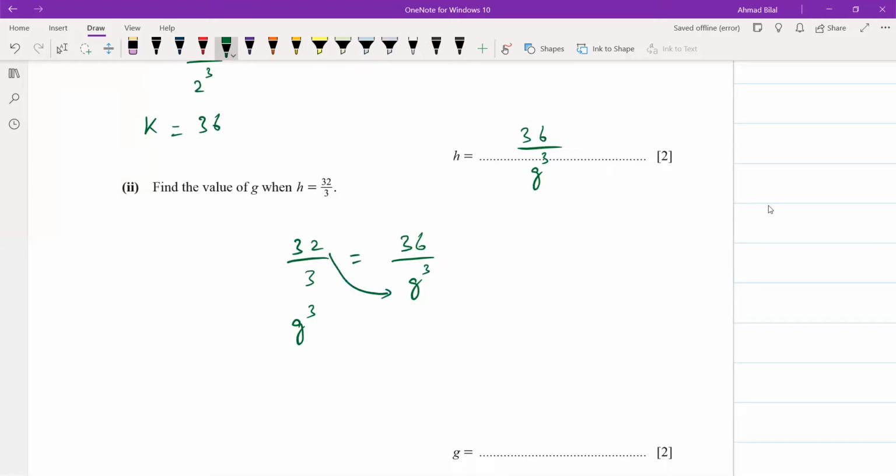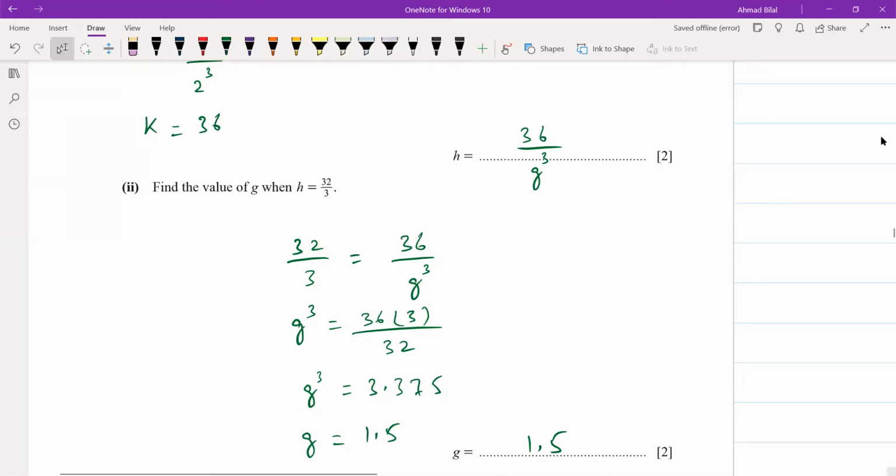32 को नीचे ले आते हैं यहाँ पे. We have 36 multiplied by 3 divided by 32. That will give us something. G cube is equal to 36 times 3 divided by 32, which is 3.375. We take the cube root of this. Yeah, so we have to take the cube root of this now. Cube root of both sides. What do we get? 1.5. We get 1.5. So G is equal to 1.5 therefore.